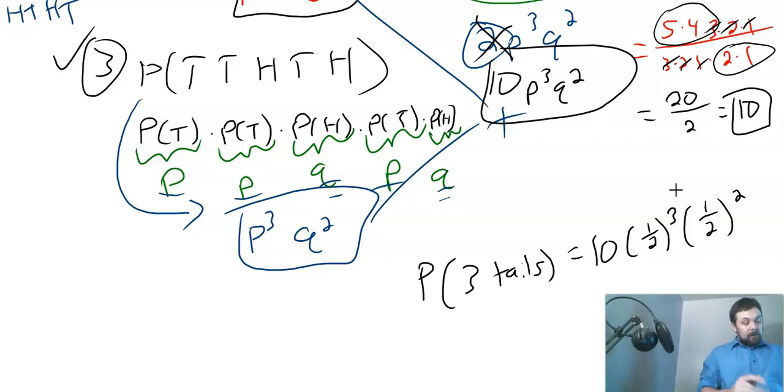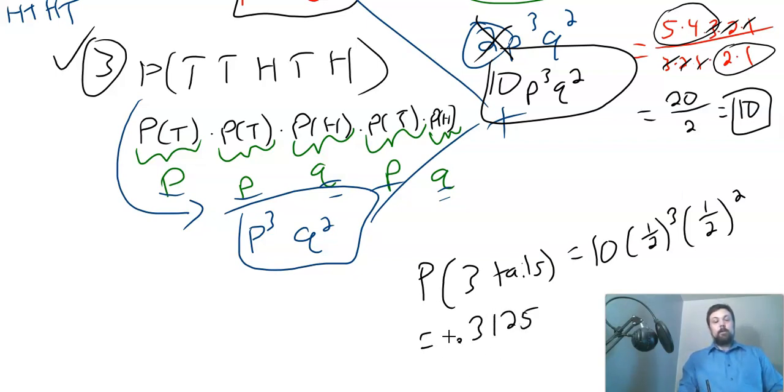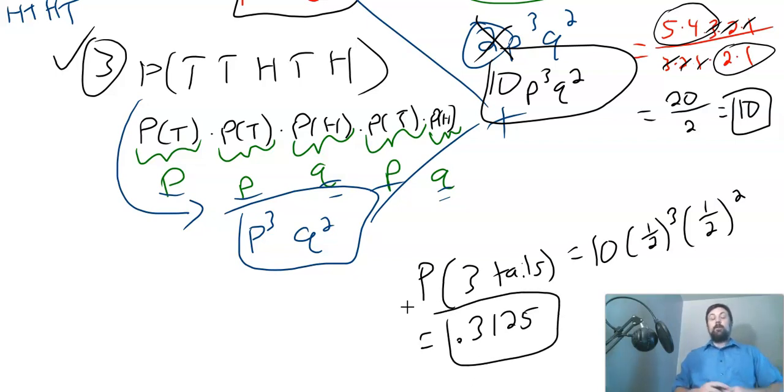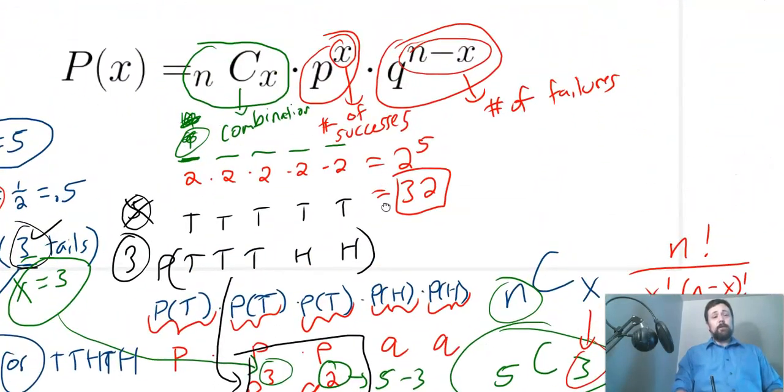And so I'm going to multiply this out. So I'll have 0.5 to the 3rd power times 0.5 to the 2nd power times 10. And I'm getting 0.3125 as the probability, which is about 31%. So there's about a 31% chance that when you flip a coin 5 times, exactly 3 of the 5 coin flips will be tails. All right, so maybe a little bit too much information, but that is the formula for a binomial distribution.